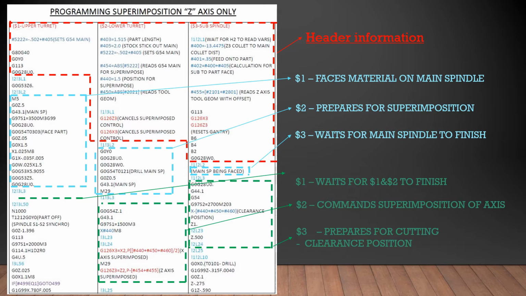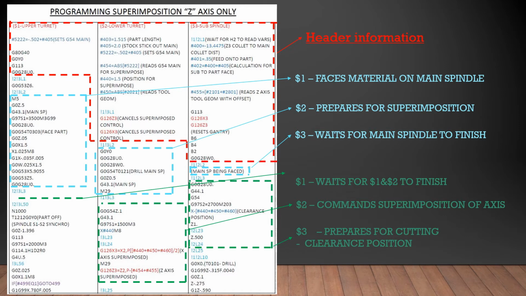Next we have a waiting code, and below that we're positioning the drill to the main spindle. That's tool 1, offset 21, positioned at 0.5, so it's a half inch away from starting the drilling. It's going to sit there right under that M29 with a !1 !3 L3, because it's going to wait until the face-off operation is finished.